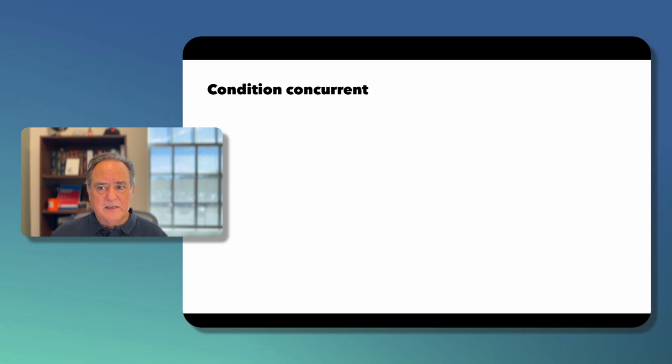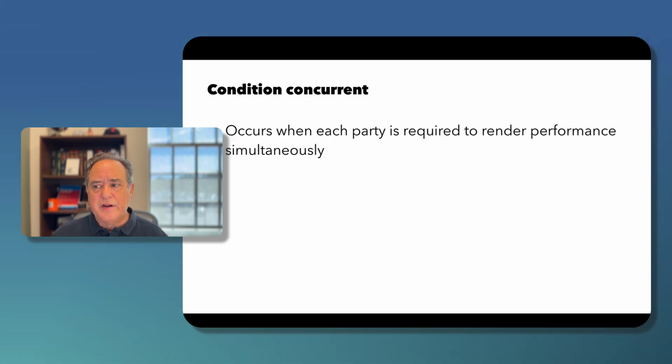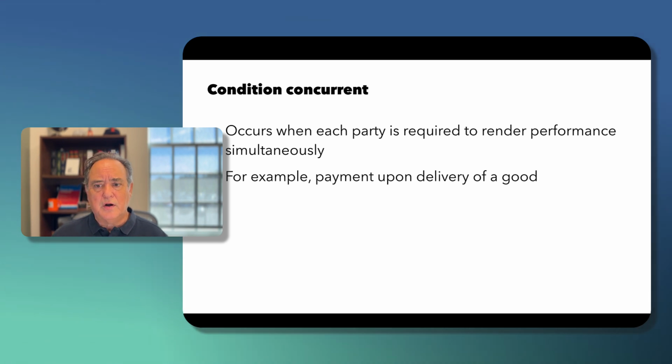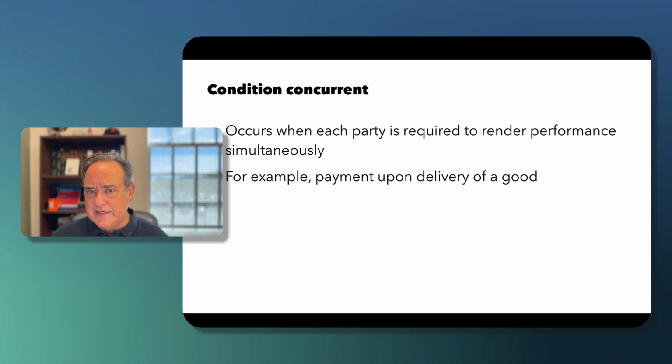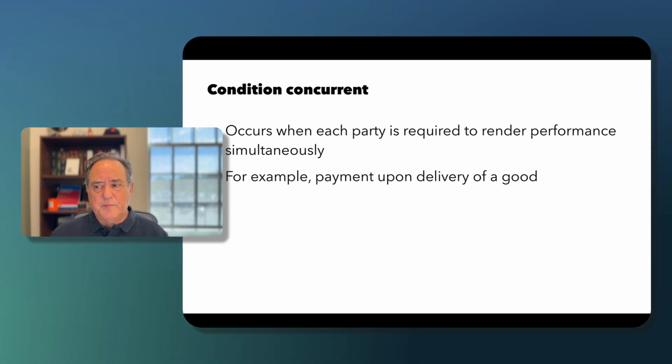Finally, condition concurrent. This means that the parties have agreed to perform simultaneously. So, for instance, you buy a good. Well, when you pay upon delivery of the good, then you are fulfilling a condition concurrent. You rarely see these in the law. You will see condition precedent and condition subsequent pretty often.